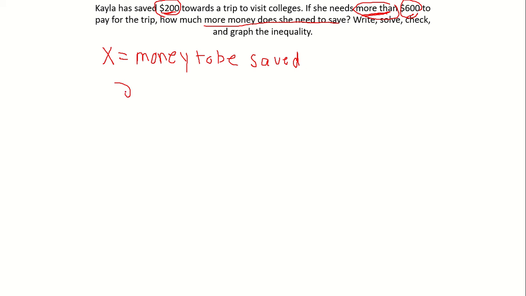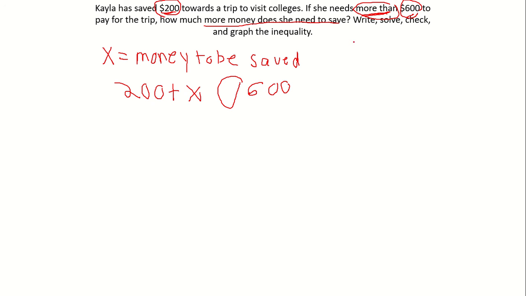So Kayla already has $200, and she needs to save x amount more dollars in order to get more than $600 to pay for the trip. So now our inequality is 200 plus x, there's going to be some kind of inequality symbol here, and $600.